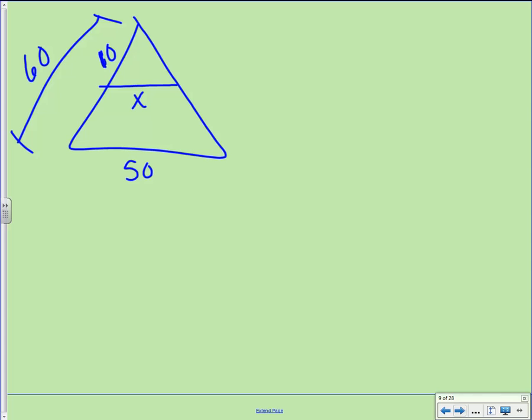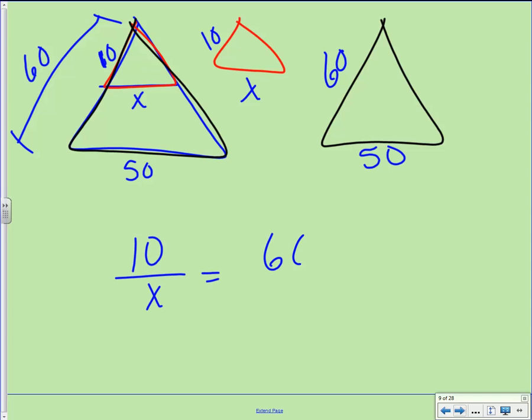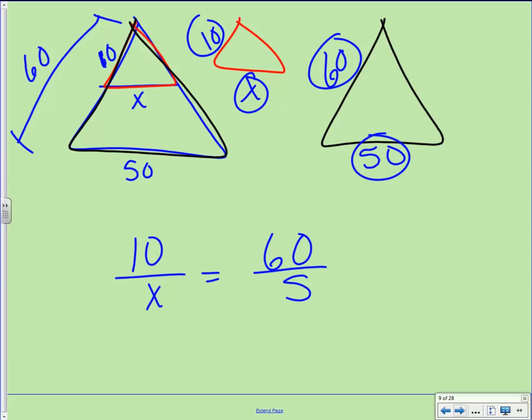Okay, so now I'm going to draw both of the triangles. Here's the small triangle and here's the big triangle, and I'm going to redraw them both. The big triangle has a side of 60 and a base of 50. The small triangle has a base of x and a side of 10. So we're going to set these up. 10 over x is equal to 60 over 50. Please notice that I went side over base, side over base. You have to keep it consistent in that same order.